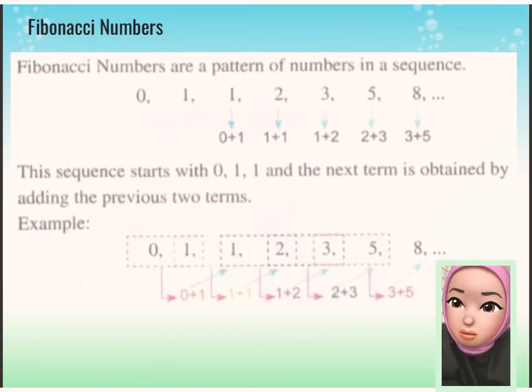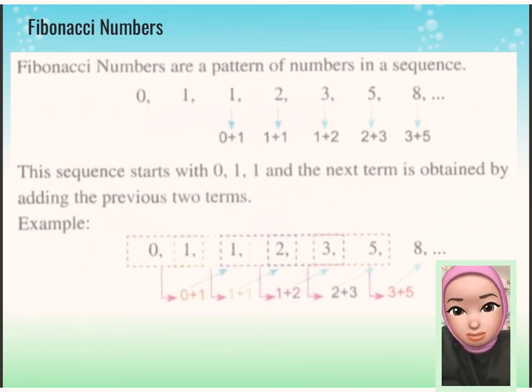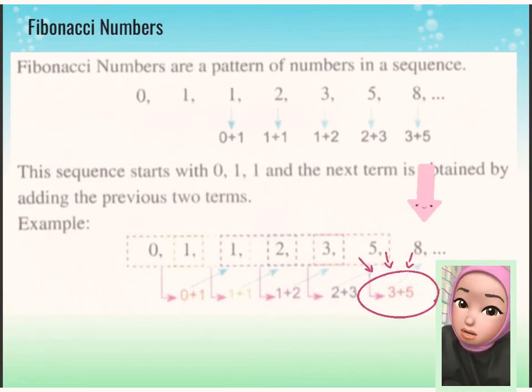Now, let's learn about Fibonacci numbers. Fibonacci numbers are a pattern of numbers in a sequence. This sequence starts with 0, 1, 1, and the next term is obtained by adding the previous two numbers or two terms. Look at the example. Start with 0, 1. To get the next term, 0 plus 1. And to get the next term, 1 plus 1. For another term, 1 plus 2. And the next term, 2 plus 3. Then the final term, 8, will be 3 plus 5.